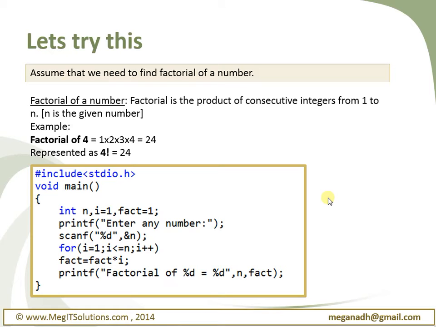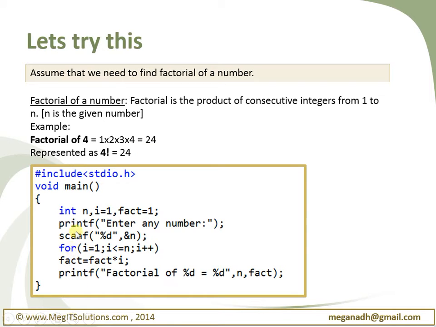For example, if you want to find the factorial of 4, the value is 1 into 2 into 3 into 4, so it will be 24. And if you want to find the factorial of 5, it will be 1, 2, 3, 4 and into 5, the multiplication up to 5, that will be 120. So now assume we need to find the factorial of a number using a C program.